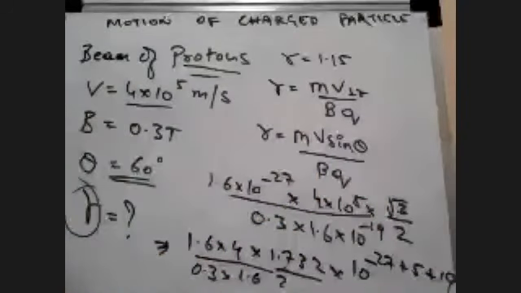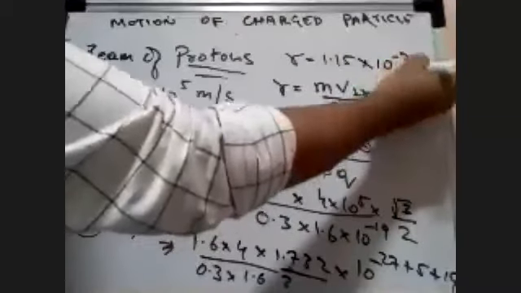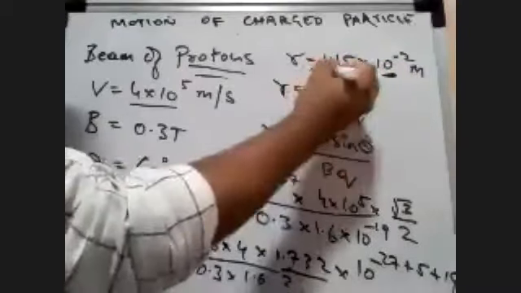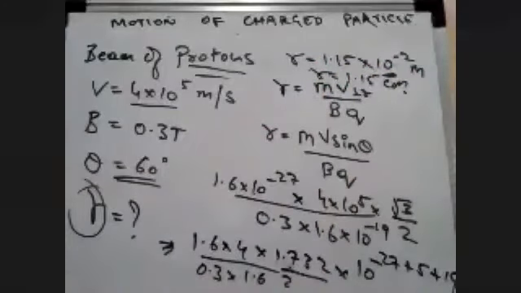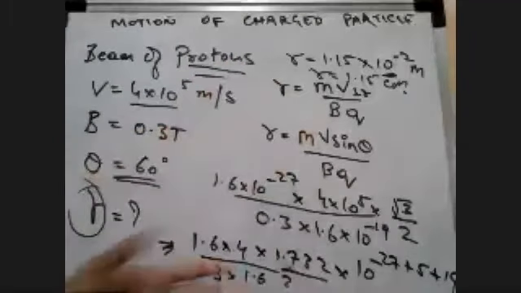That is what you got, right? Yes, sir. 10 raised to minus 2 meters. And you know 10 raised to minus 2 is what? Centimeters. So you can even avoid that. R is equal to 1.15 centimeter. So I hope everyone has understood this. This is a plug and play, just a simple formula based question.